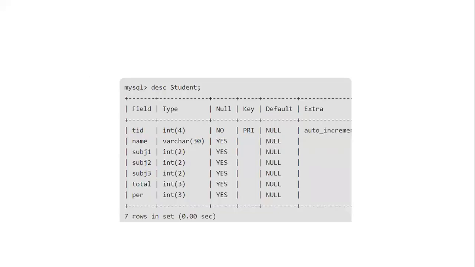So this is our relational table, in which the different fields correspond to different subjects. And the last two fields, total and percentage, are also there.